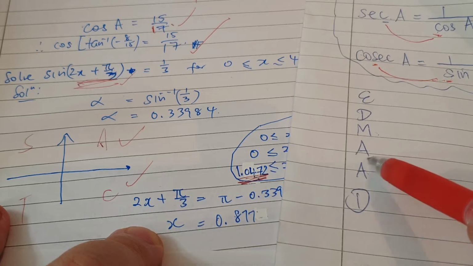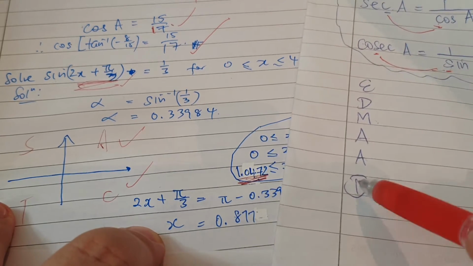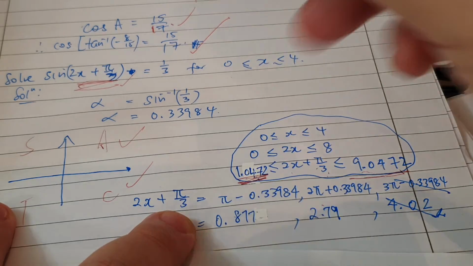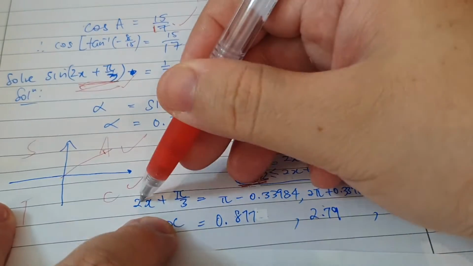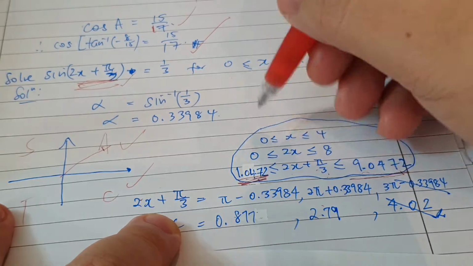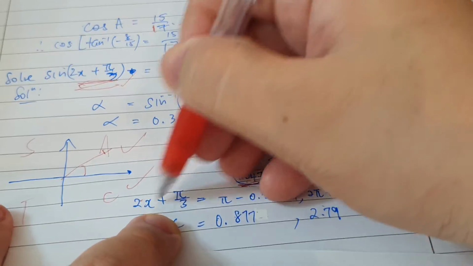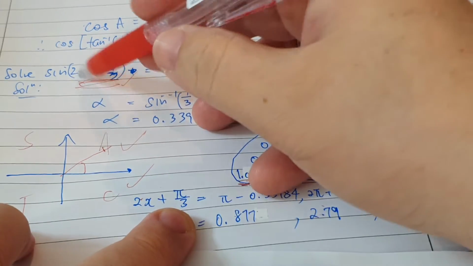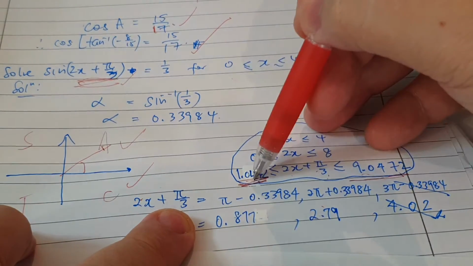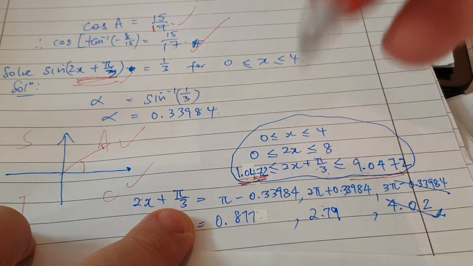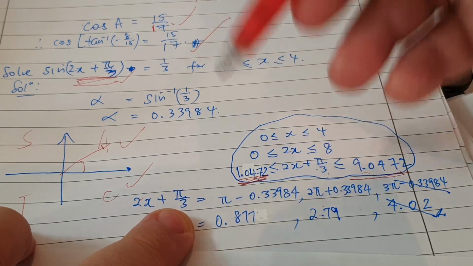What is it? Domain, right? Okay, later you check. But now we are doing for 2x plus pi over 3. This alpha refers to this, okay? It's not referring to this because now we are solving for this first. That's why we need to work this out to find out where to stop. Okay, now this part here, you listen carefully. Some of you may have problems understanding.